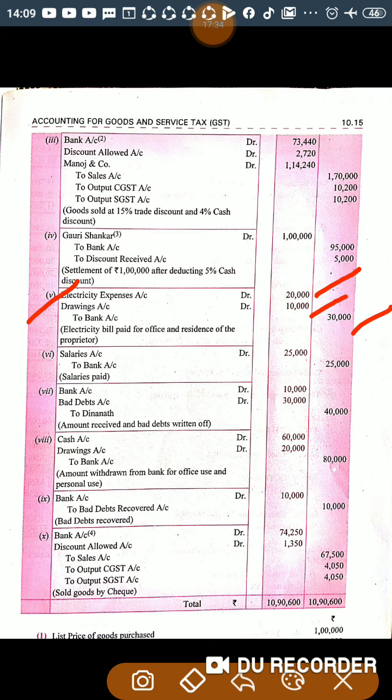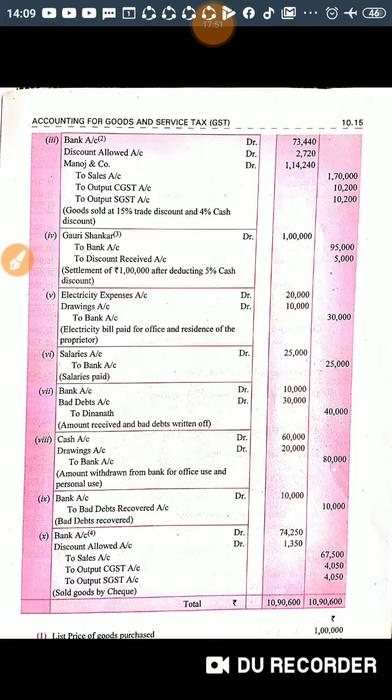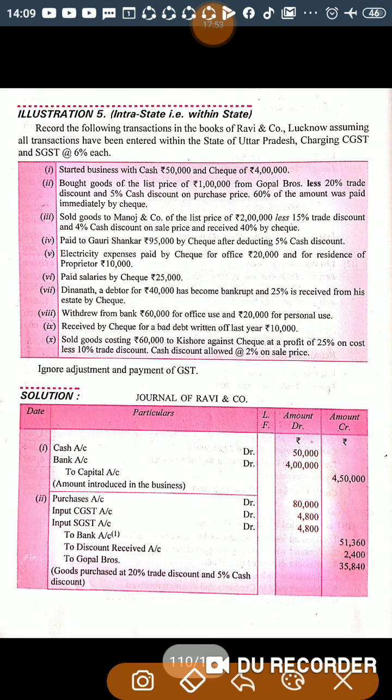This is one of the transactions in which GST will not be charged. We have discussed in the beginning of our class: electricity expenses, traveling expenses, water bill, and apart from this, wages and salary, we will not charge GST. Now the next transaction is paid salary by check 25,000. Again, this transaction is related to salary, and for salary GST will not be charged.